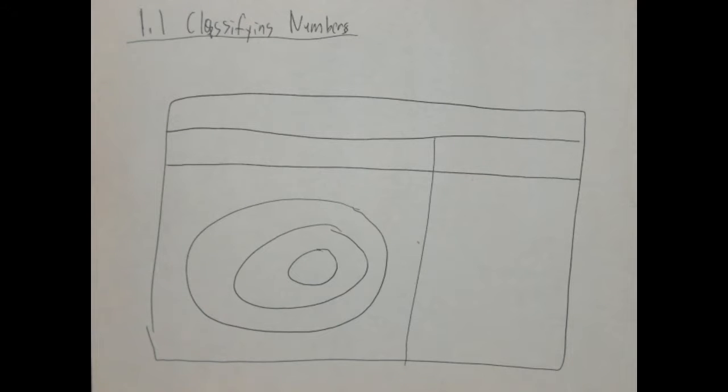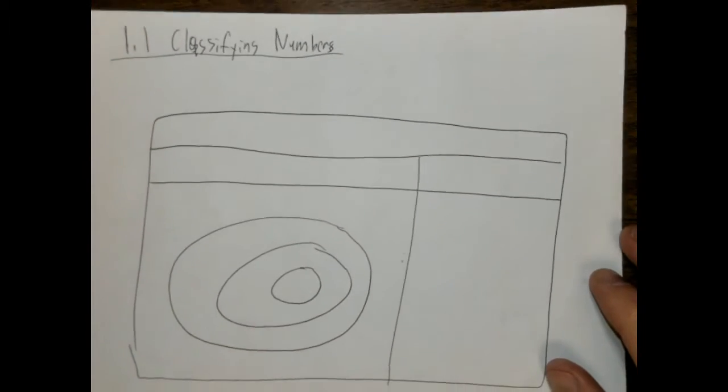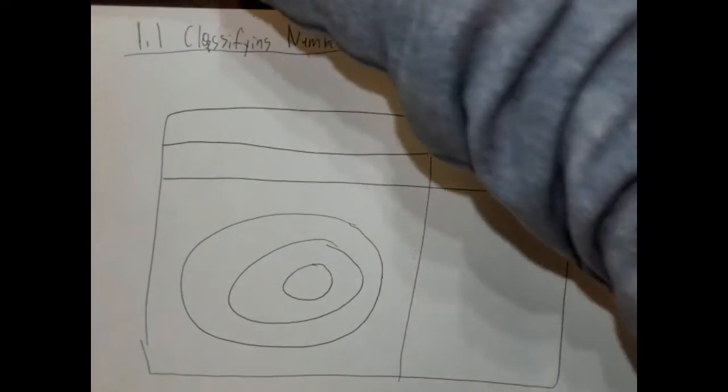Hey everybody, today we're going to go over the first section of the first unit of Algebra 1, which is going to be classifying numbers. So it's basically just how we go about identifying numbers and what categories they belong to.